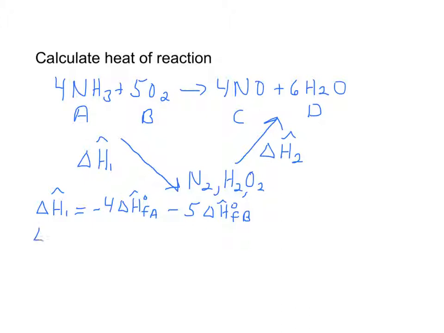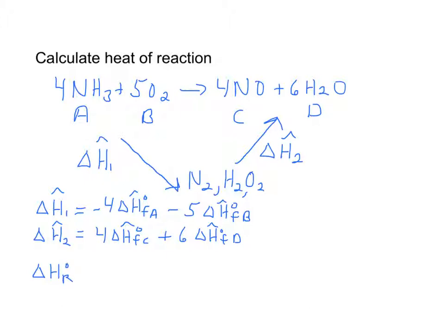The enthalpy involved in the second step, H2, is actually the heat of formation. We're going from the elements to the molecules. So we have 4 times delta H F of C and plus 6 delta H of formation of D. Now, what we need to do is add these two legs together, and that will be the heat of reaction.